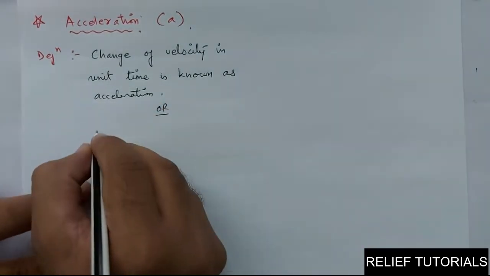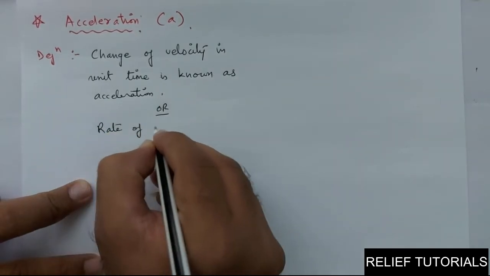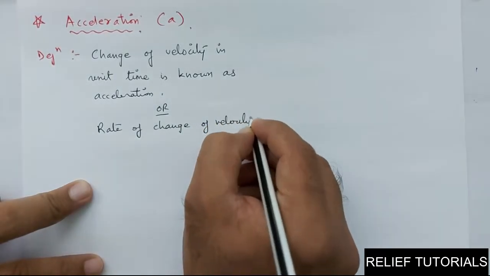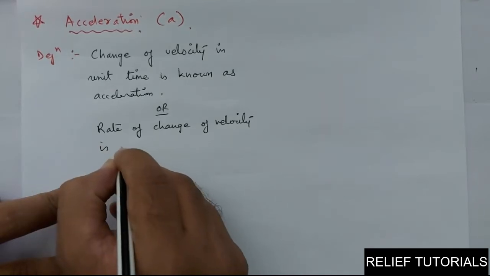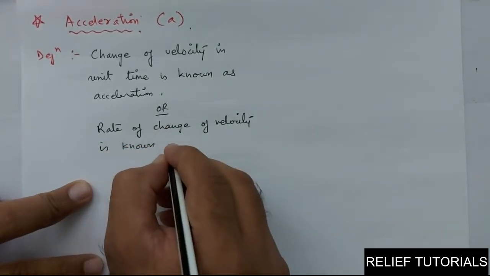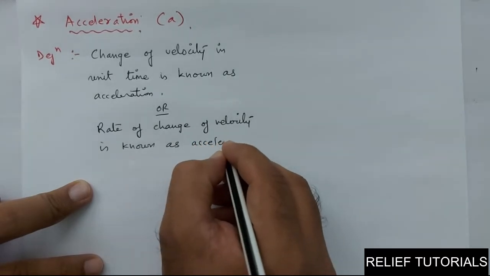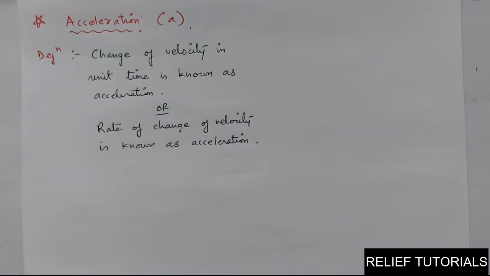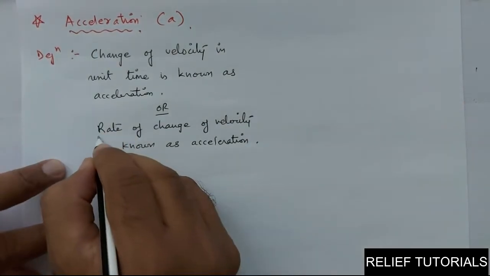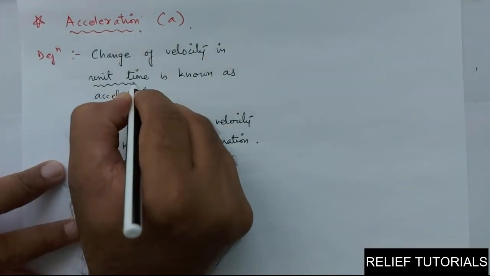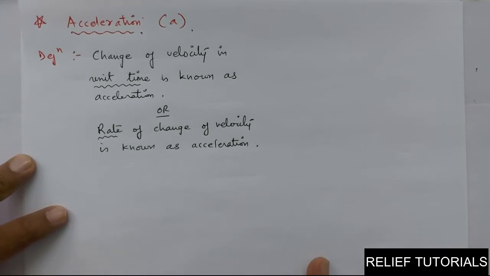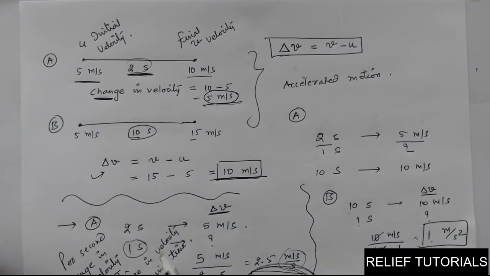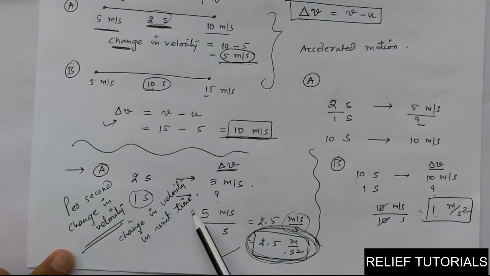Or another definition: rate of change of velocity is known as acceleration. Both the definitions are valid and both have the same meaning. Here the word rate is used in place of unit time. So both have the same meaning. This is the definition. This change in velocity in unit time is called acceleration.